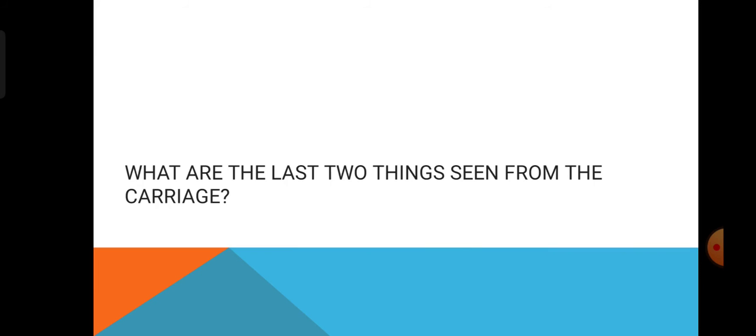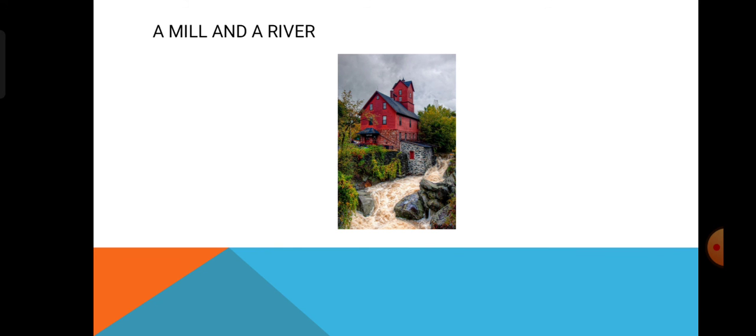Hopefully, you have found the answer. Yes, it's a mill and a river. So, there was a mill, and by the side of the mill, there was a river. These were the last scenes seen by the poet in this poetry, where the railway carriage is moving forward.